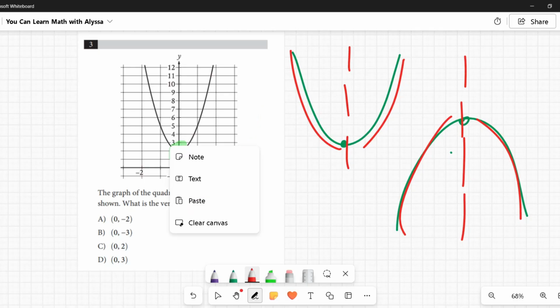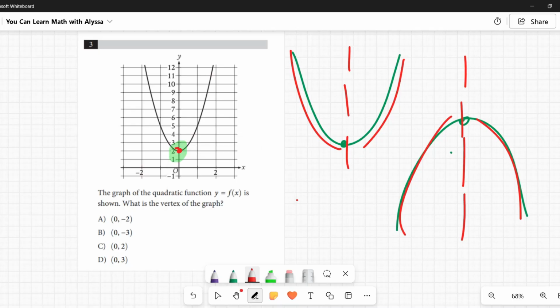So our vertex here loves putting up notes whenever I try to make a dot because it hates making dots. Whiteboard has that quirk. We look at our coordinates. We do our x first. And so our x coordinate is 0. Our y coordinate is 2. So it is (0, positive 2). And that is C. That's all it is. It's just testing if you can read a graph and if you know what a vertex of a parabola is, where to find that.